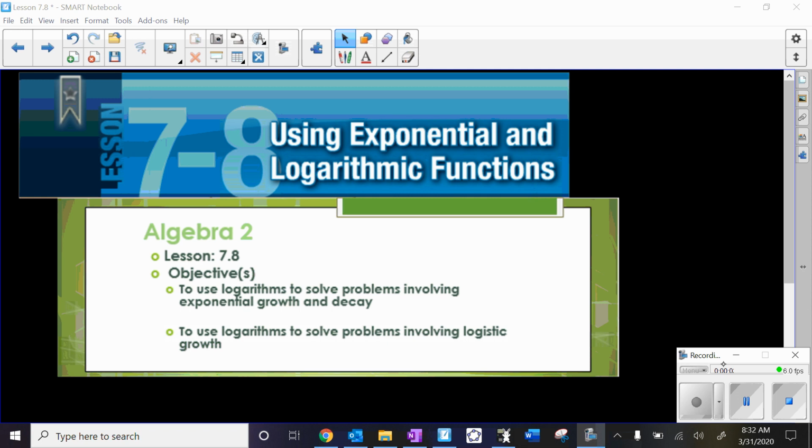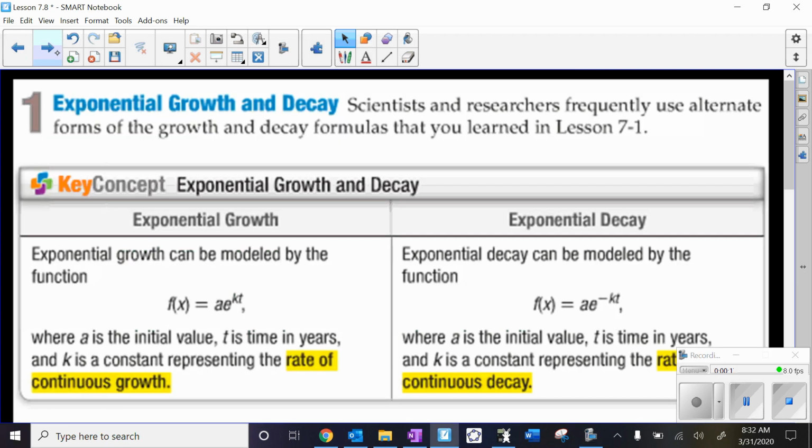In section 8, we're going to look at using exponential and logarithmic functions. It's really going to go back to the ideas that we learned about in section 7 when we dealt with base e and the natural log. So first thing that we're going to look at are two functions.